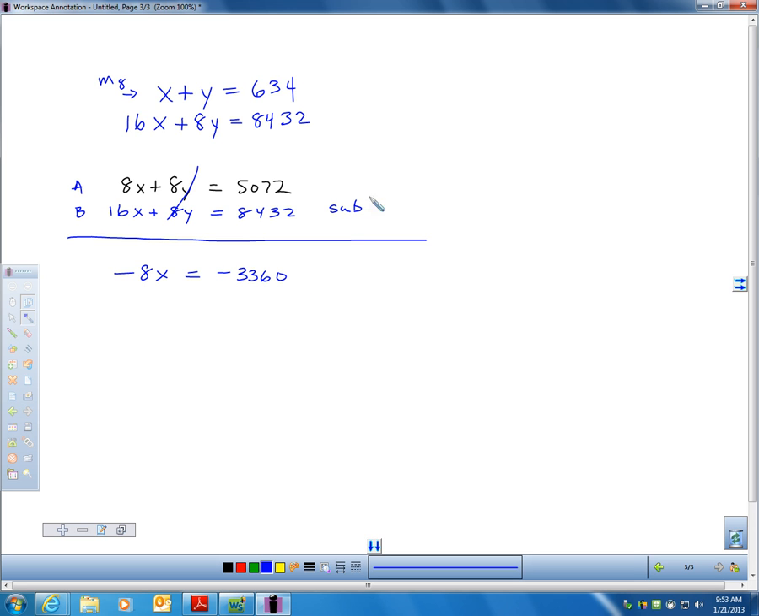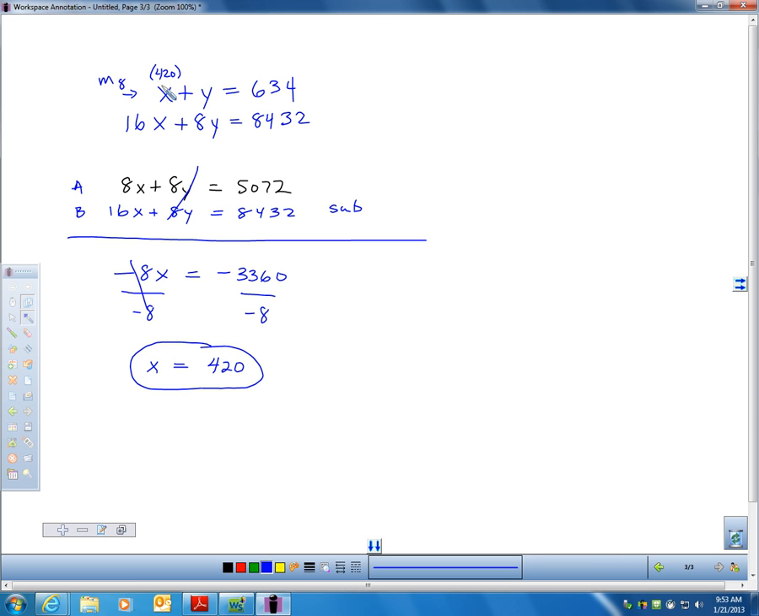3360. Now, I remember when I was your age and I was in high school, I was always like, wait a minute, how can you get a negative answer when you are working with money? But then I remembered, wait a minute, I'm not going to get a negative answer because look what happens when I solve. I got to divide each side by negative 8, and the negatives will cancel out, and I will get a positive answer, so everything is good here. 3360 divided by 8 is 420.